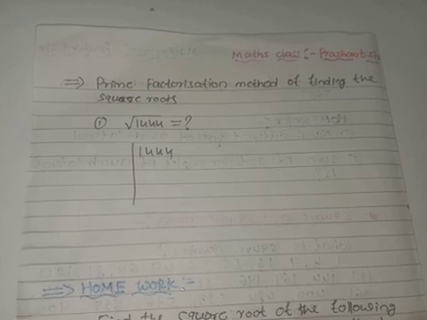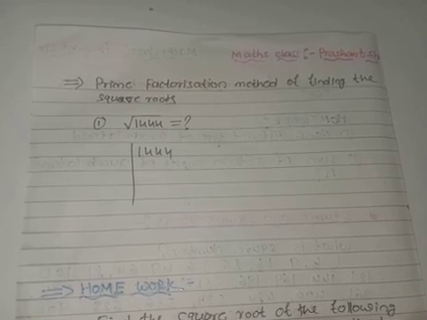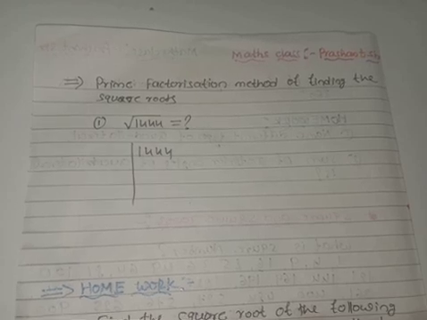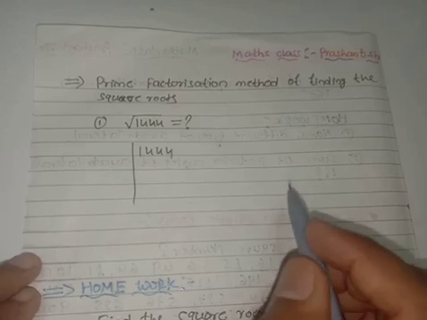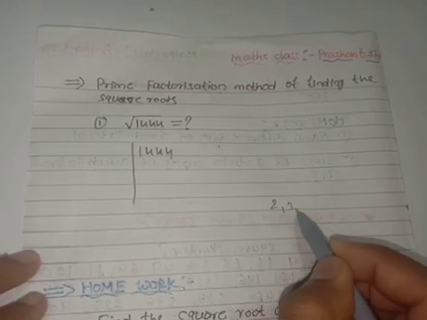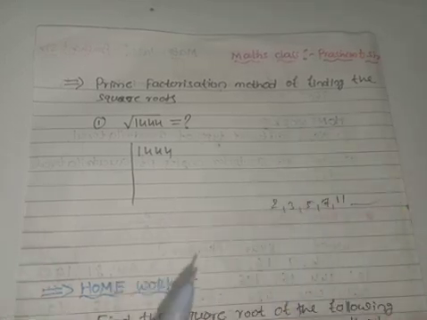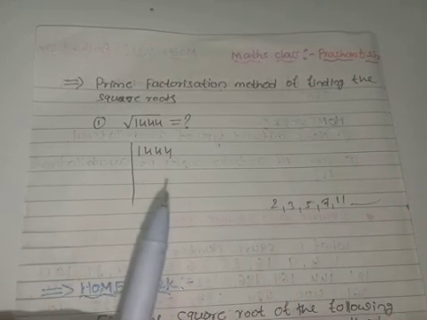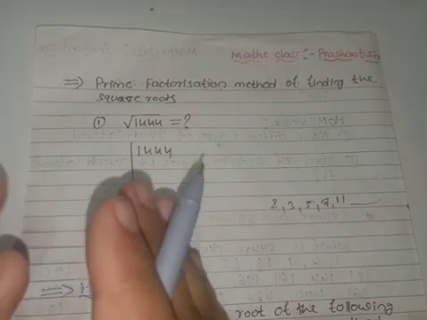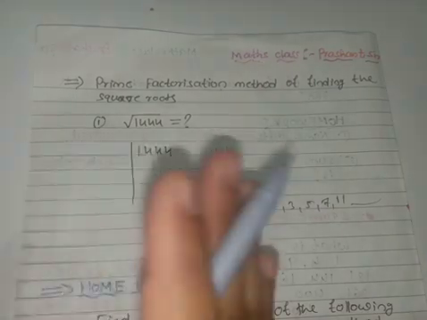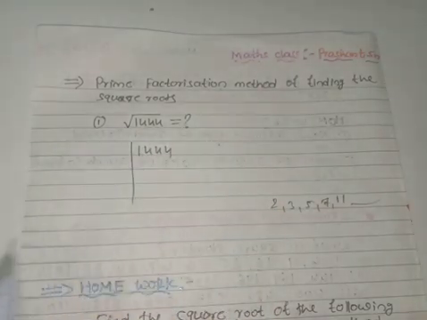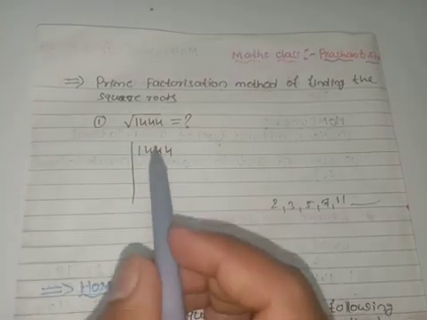Yes. And how do we find out the prime factors? You know, the divisibility test. Prime numbers, what are the prime numbers? 2, 3, 5, 7, 11, and so on. If the number is divisible by 1 or itself, we call it what? Prime numbers. Yes.